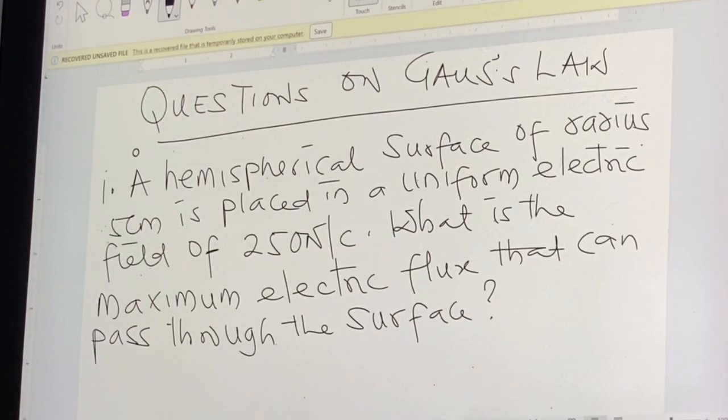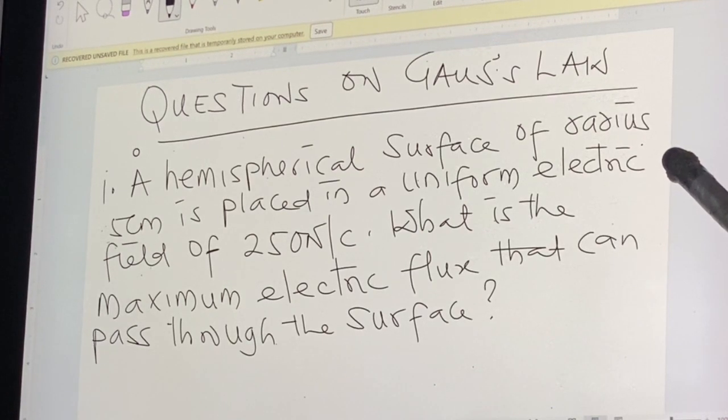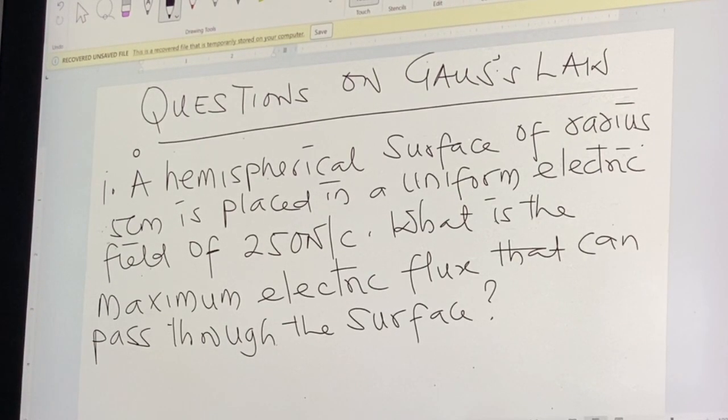Please write. Okay. They said a hemispherical surface of radius 5 cm is placed in a uniform electric field of 250 Newton per coulomb. Full stop there. What is the maximum electric flux that can pass through the surface?